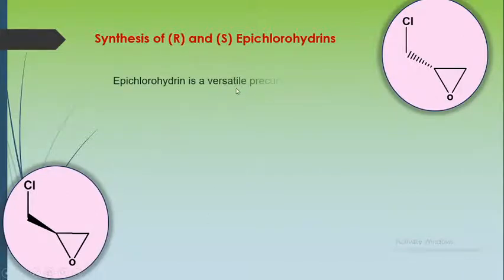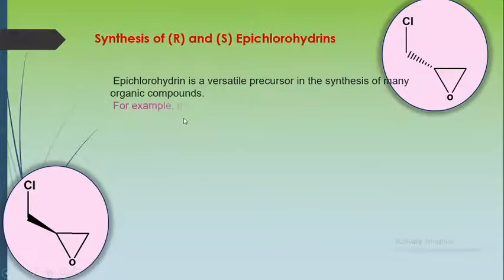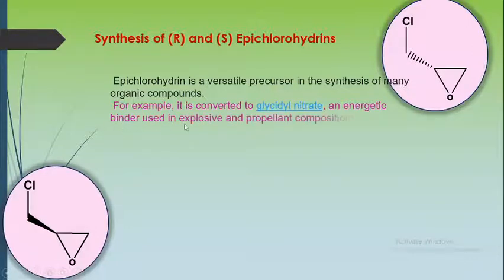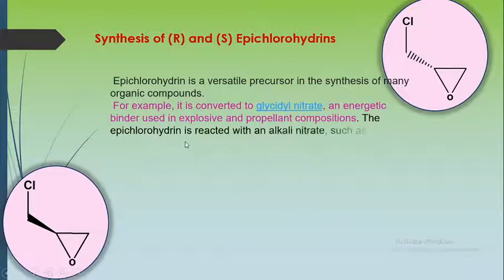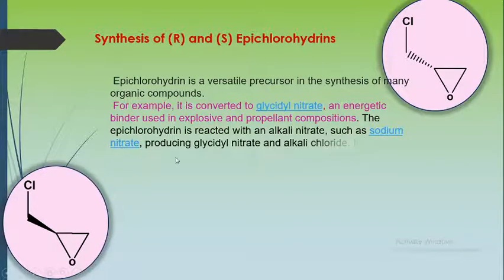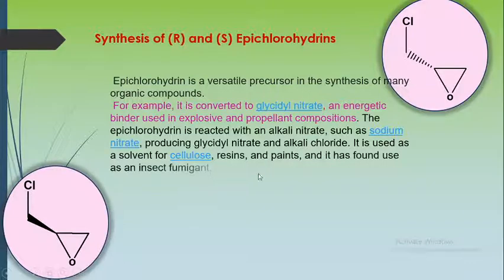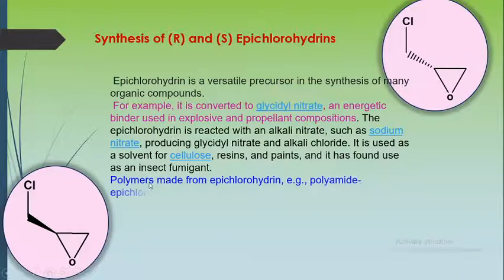Epichlorohydrin is a versatile precursor in the synthesis of many organic compounds. For example, it is converted to glycidyl nitrate, an energetic binder used in explosive and propellant compositions. Epichlorohydrin is reacted with an alkali nitrate such as sodium nitrate, producing glycidyl nitrate and alkali chloride. It is used as a solvent for cellulose, resins and paints, and it has found use as an insect fumigant.